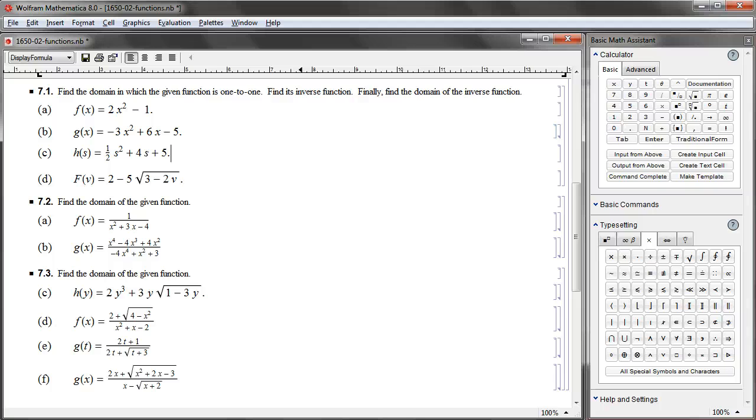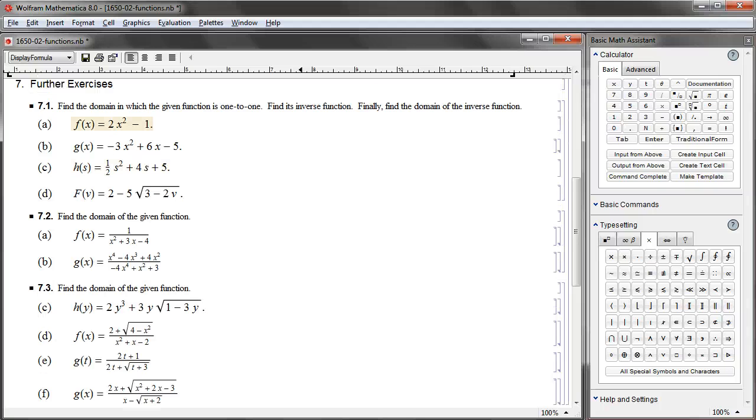Other kinds of problems, quadratic function problems, are similar. You have to express those in vertex form. If you have a square root function, then the domain of this function is relatively straightforward. The inside of the square root has to be greater than or equal to 0. Find the inverse function, and the inverse function will be a quadratic function.